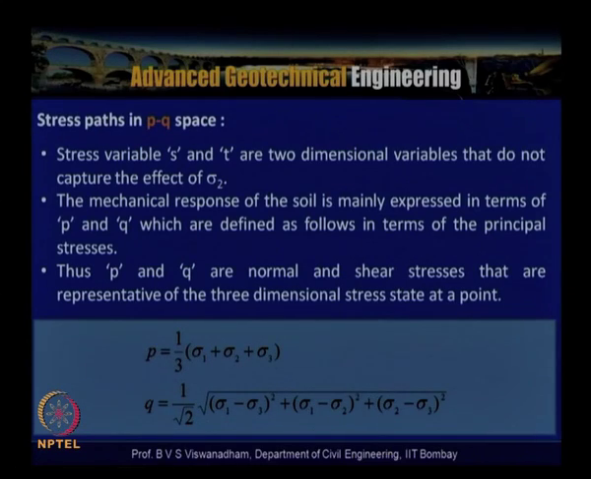So P and Q are the normal and shear stresses representative of the three dimensional stress state at a point, where P is given by 1 by 3 into sigma 1 plus sigma 2 plus sigma 3, and Q is equal to 1 by root 2 into the square root of sigma 1 minus sigma 3 whole square plus sigma 1 minus sigma 2 whole square plus sigma 2 minus sigma 3 whole square.